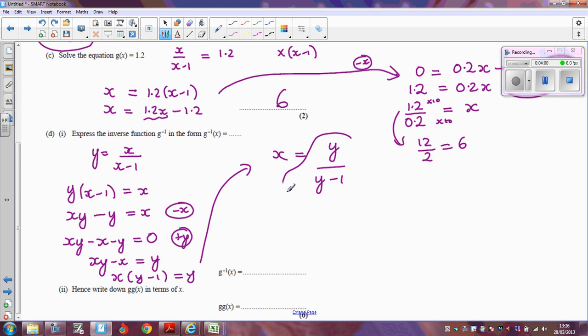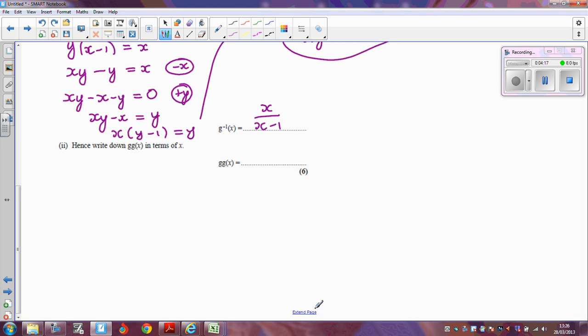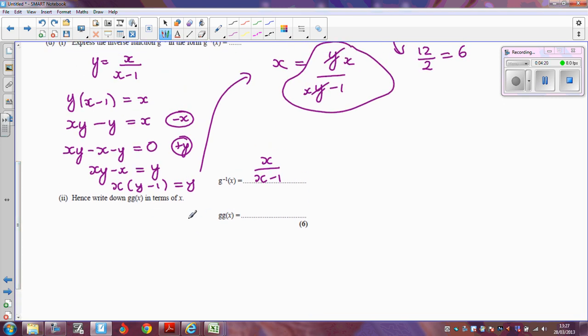Now remember, this is my inverse function, but I've got to swap x and y. So my inverse function is actually x over (x minus 1), which is strange, because g of x is x over (x minus 1), and g minus 1 of x, the inverse function, is also x over (x minus 1). Now that's actually quite important, because it basically means that g times g minus 1 is always equal to x. But in this case, g minus 1 of x is actually g of x. So g minus 1 of x and g of x are the same thing.